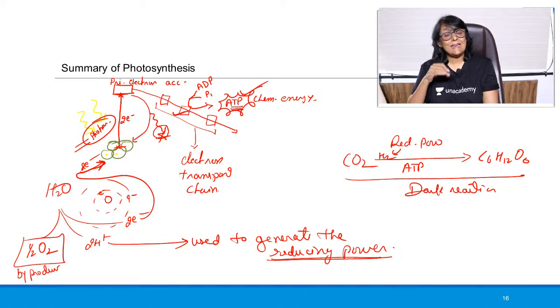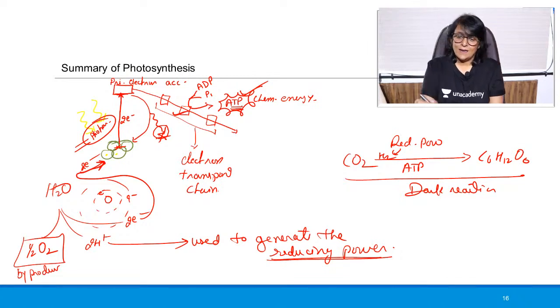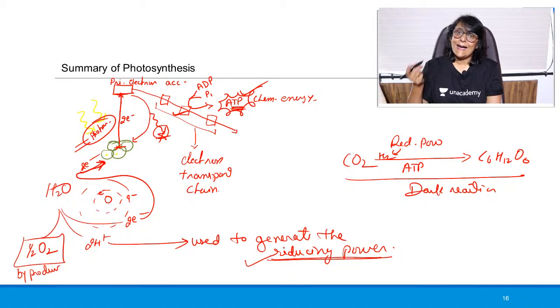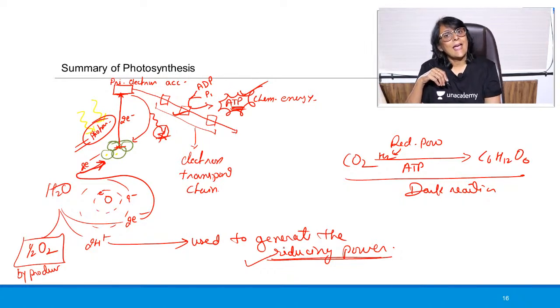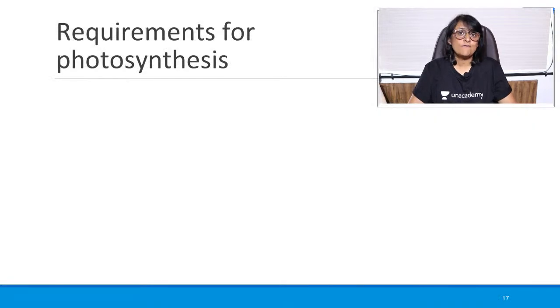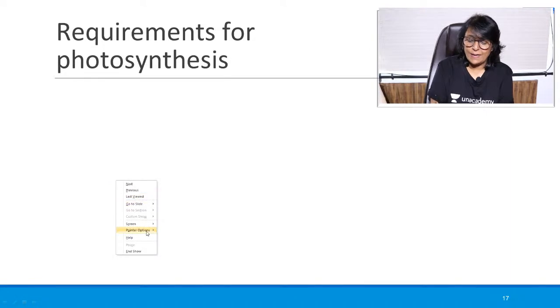So in light dependent reaction, first step is capturing of solar energy. Second step is converting that solar energy into ATP, chemical energy, and generating a reducing power. Dark reaction uses these two things to reduce carbon dioxide and obtain carbohydrate. So this is just a brief summary of photosynthesis. Now what is required and how do plants get these things?